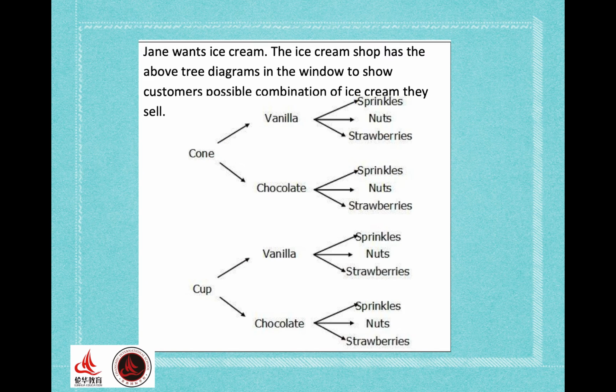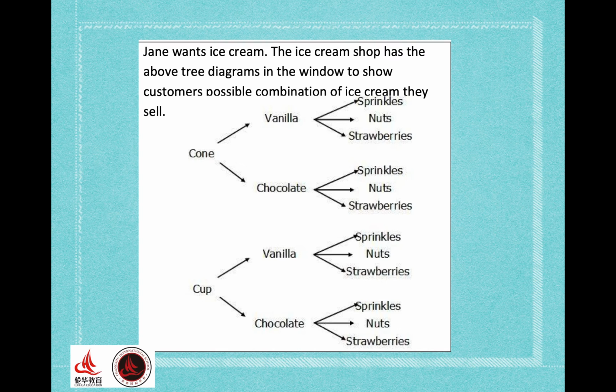Now, let's look at one more question. Jane wants ice cream. The ice cream shop has the above tree diagram in the window to show customers possible combinations of ice cream they sell. Have a look at this tree diagram, and I will ask you some questions. You can have ice cream in a cone, in a waffle cone, or in a cup. Then there are 2 flavors, vanilla and chocolate. And then you can have extras like sprinkles, nuts, or strawberries, 3 extras.